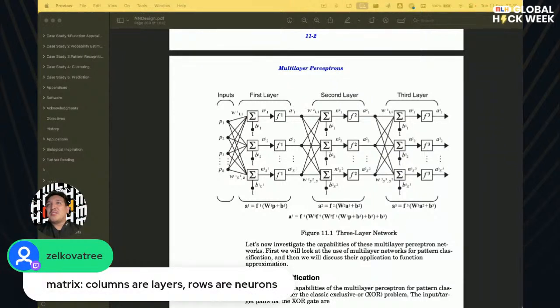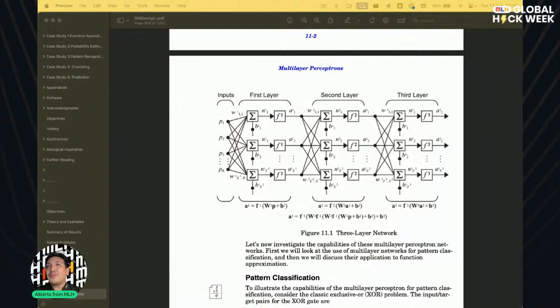Matrix columns are layers, rows are neurons. Yeah, exactly. The superscript indexes the number. Okay, good notes here. Multiply inputs by the weight matrix, add the bias, different transfer functions in different layers. Transfer function example, hyperbolic tangent. Yeah.